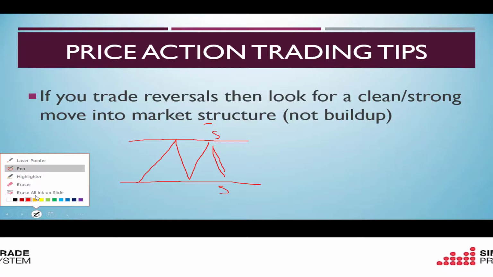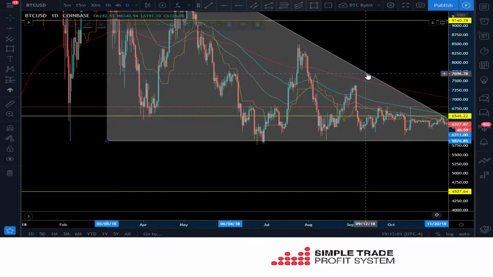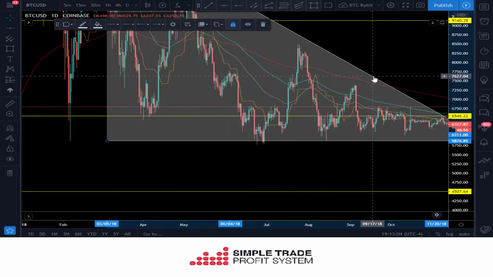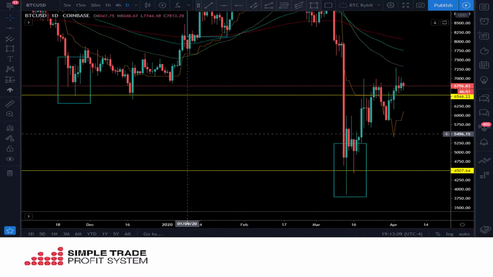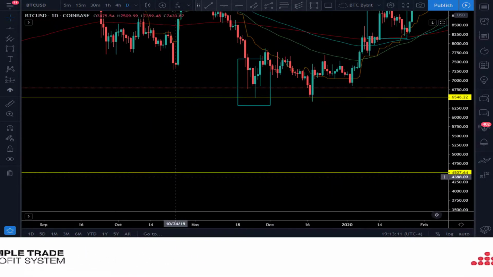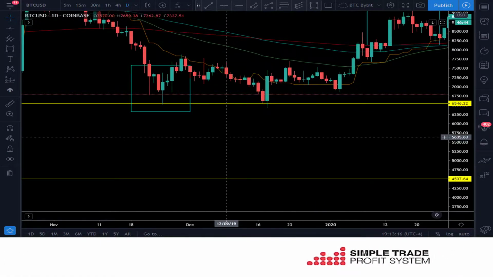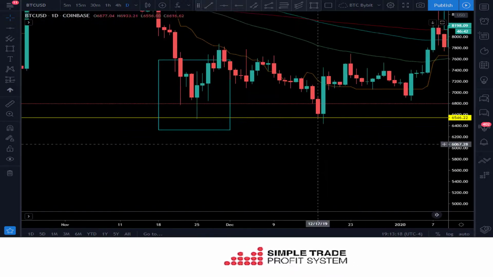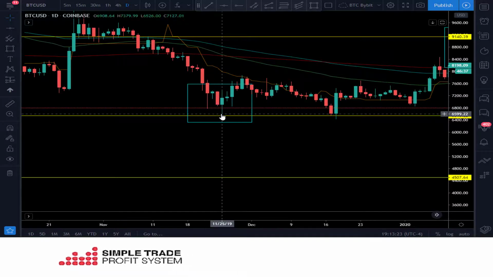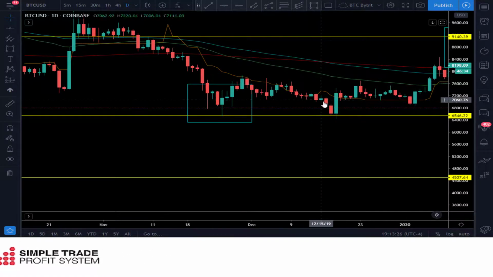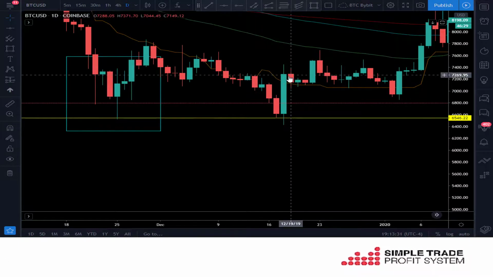And I think I have some more. Let's get rid of this one. So look at some of these examples. I've plotted these yellow support lines that I zoomed out and drew. And look at what I'm talking about here, okay? Look at this strong move, big bodied red candles into our market structure for a reversal. Another one right here. Strong moves into market structure with a massive reversal.